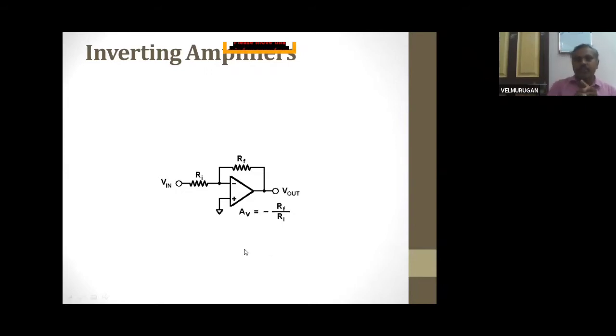Why do you use inverting? Because you want to convert voltage, positive to negative, or for analog to digital conversion. They use it in the ladder circuit, R-2R ladder, and inverters are used there. Different types of applications depend on it. These are the inverting basics.